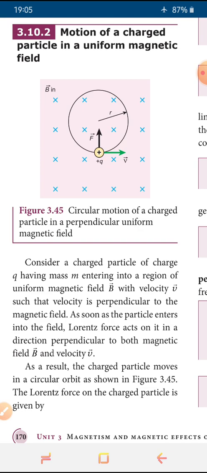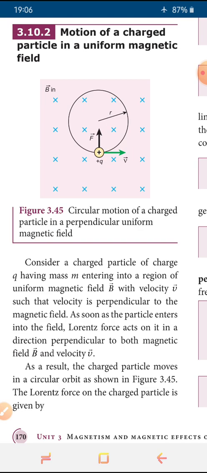Figure 3.45 explains this very clearly. So what is given in this figure? We are taking a single charge with the value Q and mass M. It is entering into the region of a uniform magnetic field B vector with a velocity.